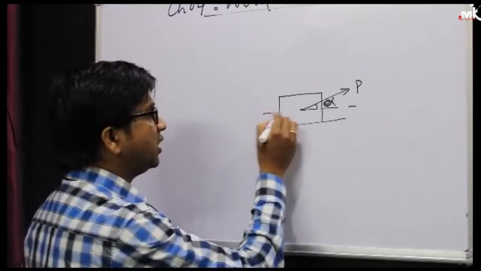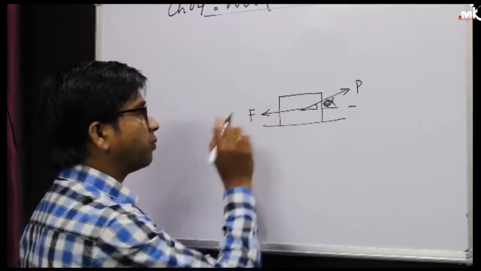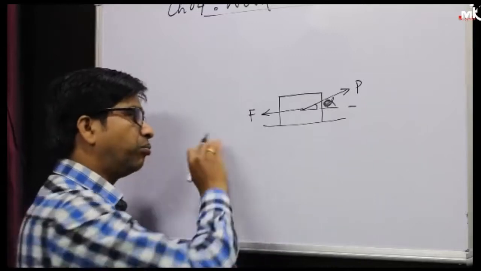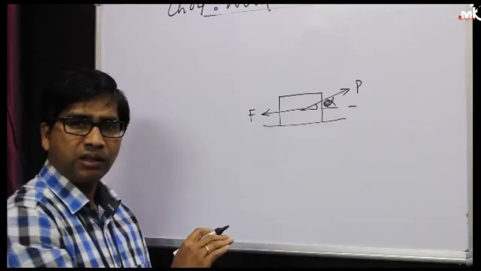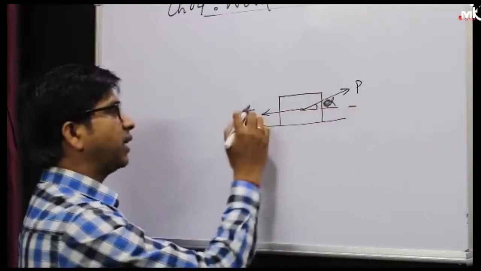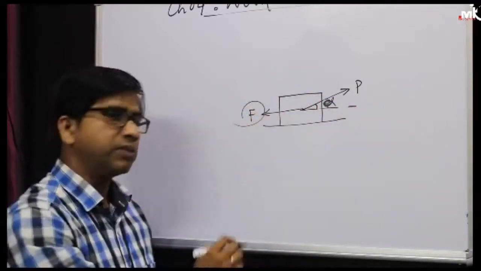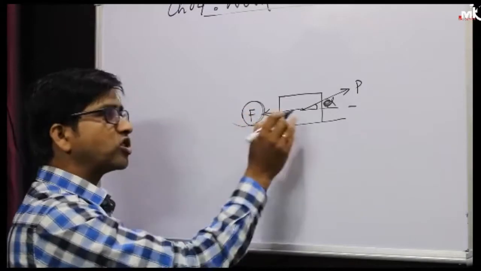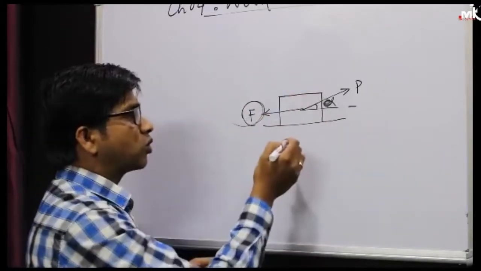So friction is there, and remember, friction always acts parallel to the plane. The frictional force will act exactly parallel to the plane. So this frictional force will oppose the motion, and fully oppose it.